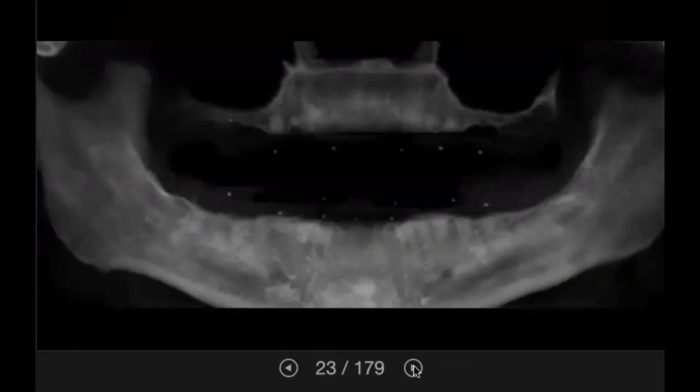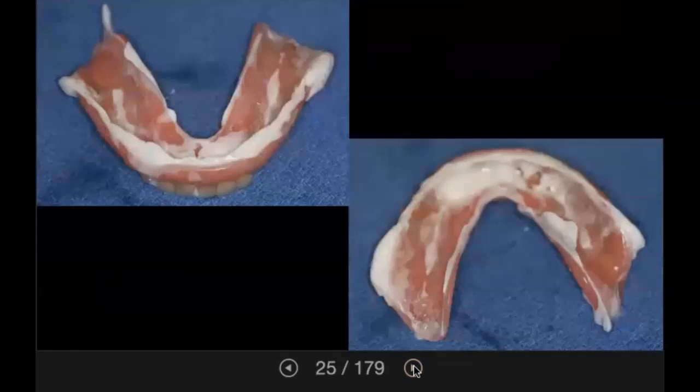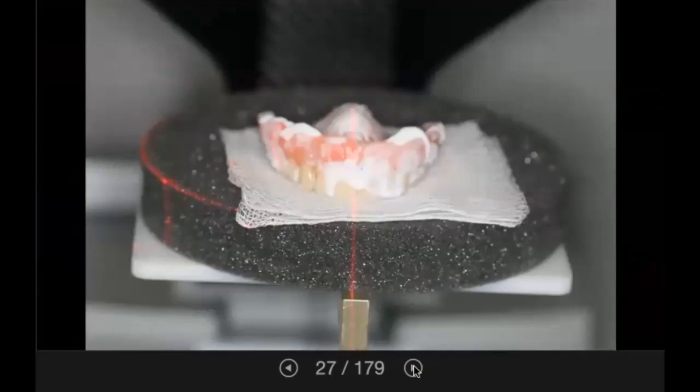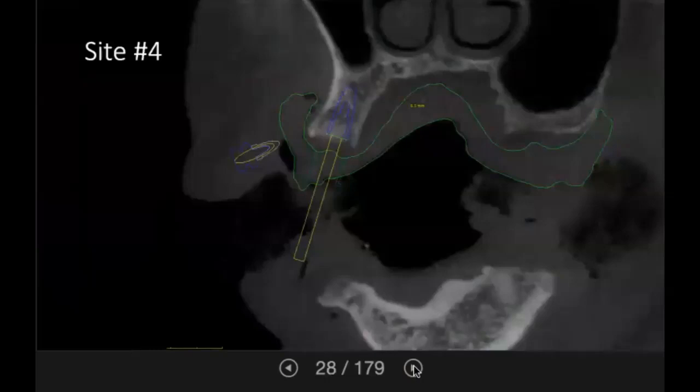The maxillary and the mandibular dentures are removed from the patient's oral cavity, and the dentures are scanned individually with a CT scanner to create STL files for exportation. The DICOM and STL files are merged in a 3D layered environment to allow for the case to be worked up for guided implant placement.